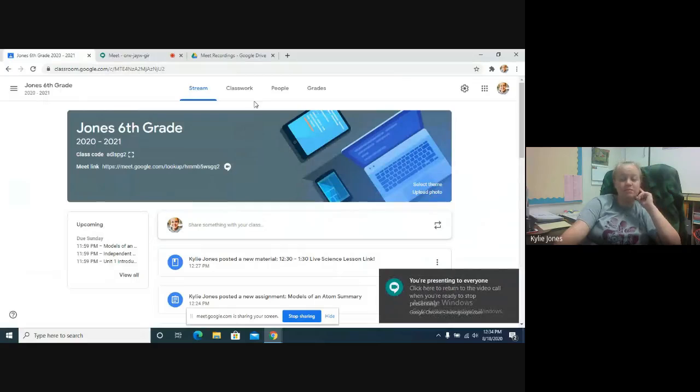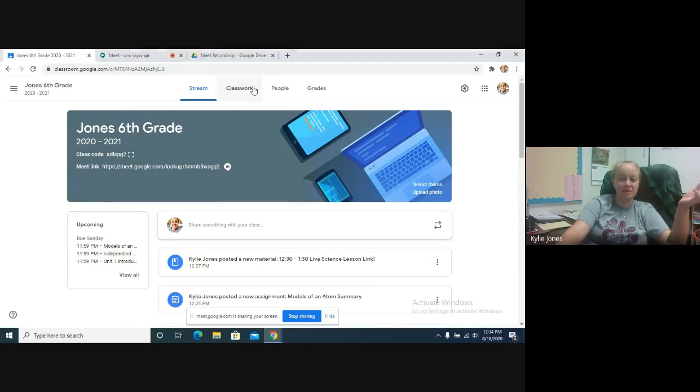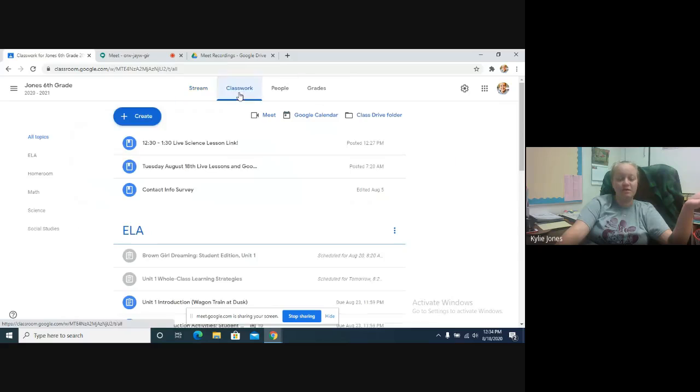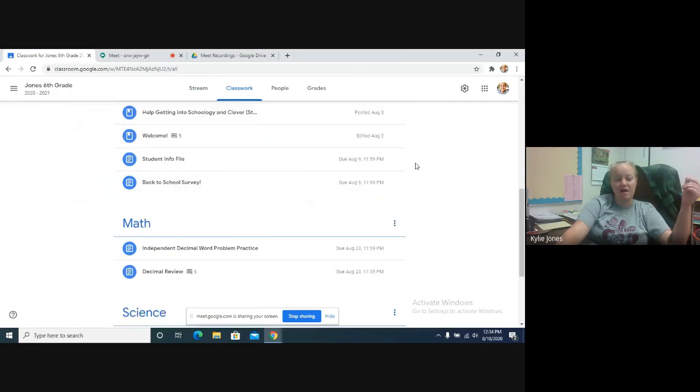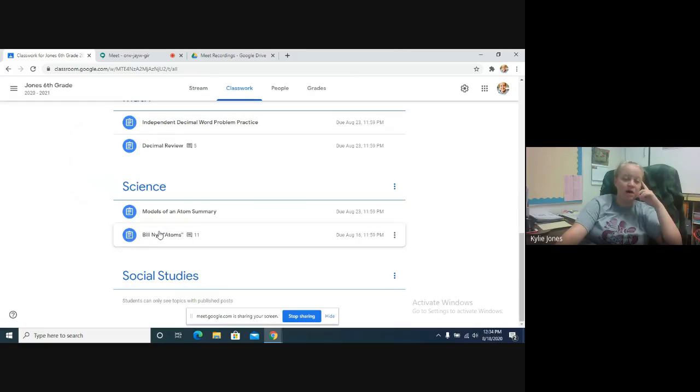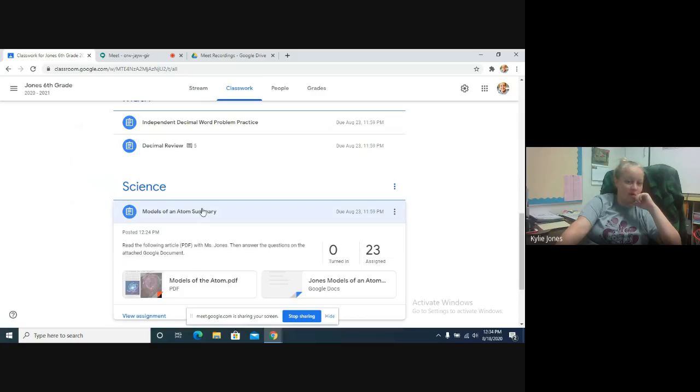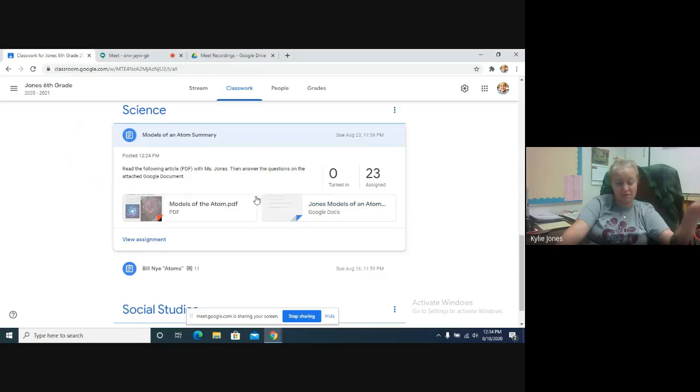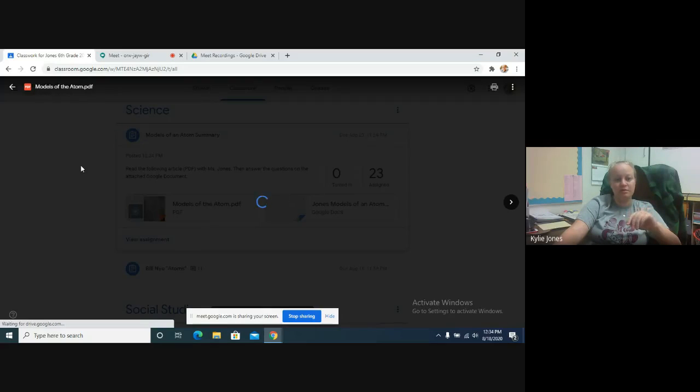On Google Classroom, which I think most of you guys had to go to to get on here, there's no other way. So if you go to classwork and you scroll down to science, I posted something called Models of an Atom Summary. There's two things on that assignment. There's a PDF, which is where the actual article is, and we're going to read that all together. And then there's a Google Doc, and the Google Doc is where you guys are going to type your answers to the questions.